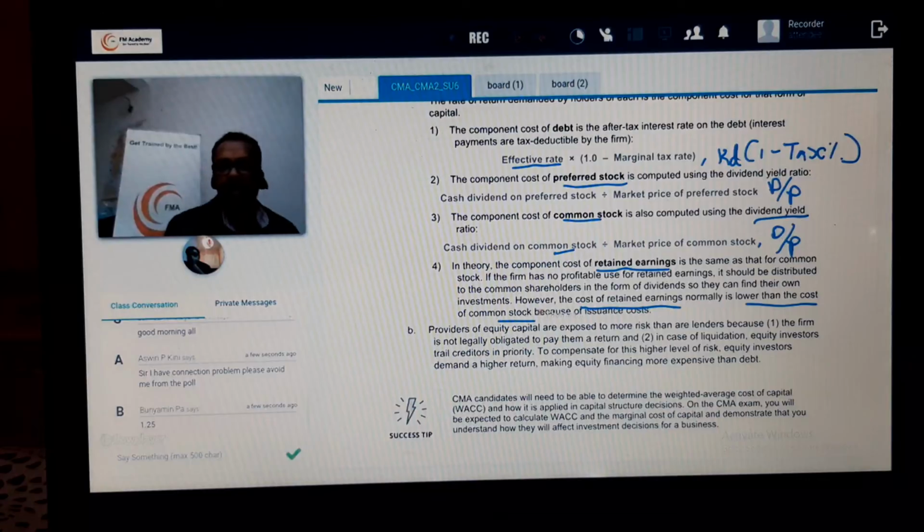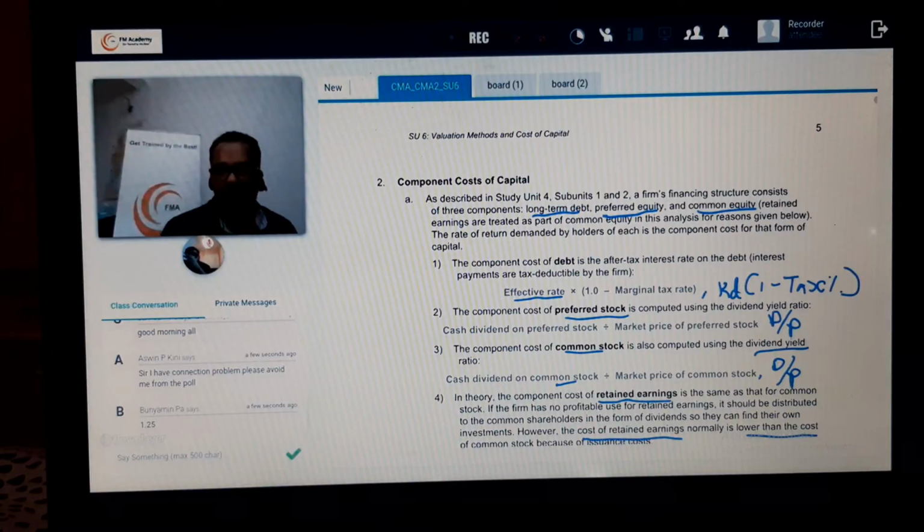If we look at all the three components of capital, cost of debt is the cheapest because there is a tax advantage. You are taking it post tax. The preferred stock is a little bit riskier. The most risky component is common stock.